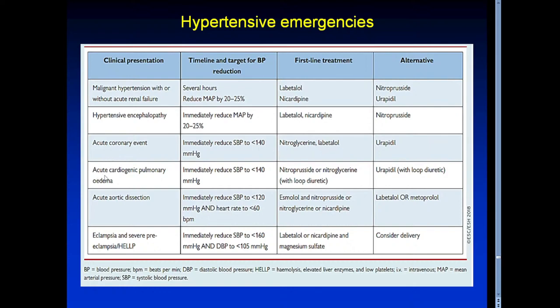Acute coronary event: nitroglycerin, labetalol. Acute cardiogenic pulmonary edema: nitroprusside or nitroglycerin with loop diuretics. Acute aortic dissection: esmolol or nitroprusside in combination with nitroglycerin or nicardipine. And eclampsia and severe preeclampsia: labetalol or nicardipine and magnesium sulfate.